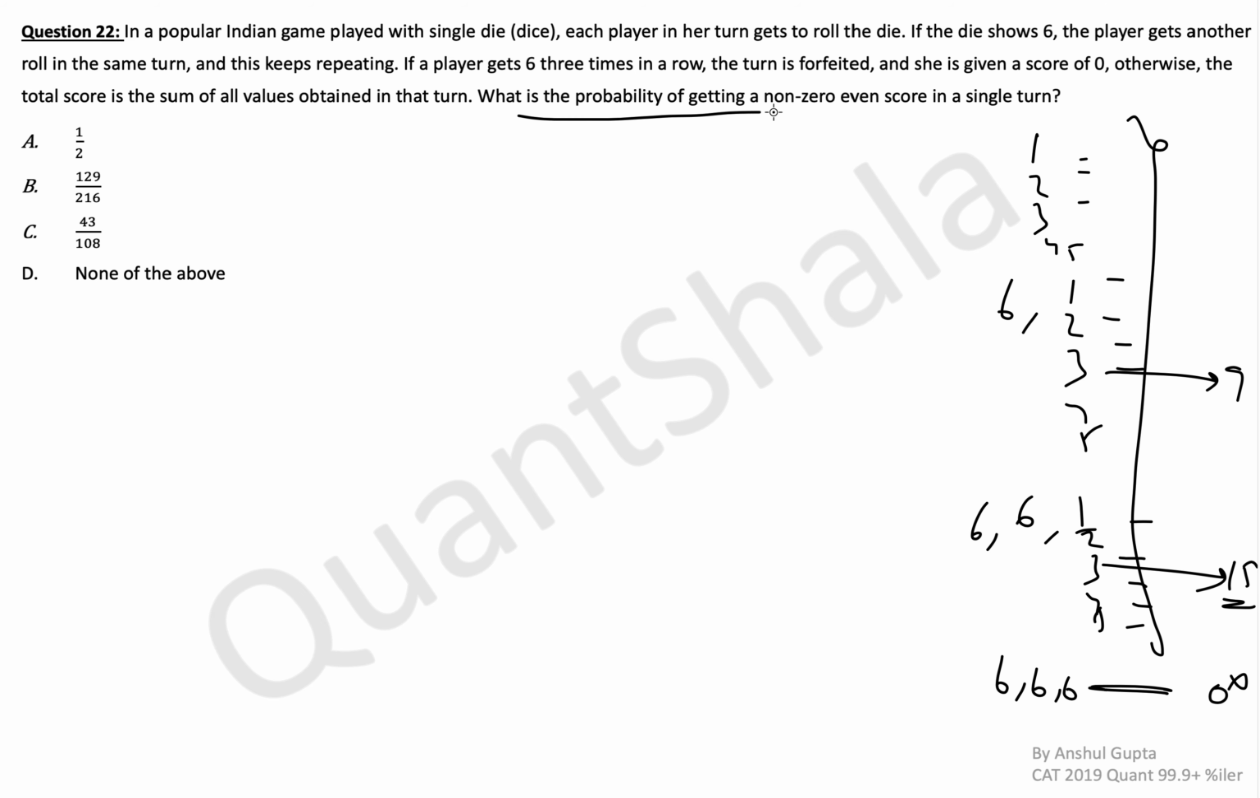What is the probability of getting a non-zero even score in a single turn? That means even and non-zero. What can be even non-zero scores? 2, 4, 6, 8, 10, 12, 14, 16, 18. You can't go beyond 18 because there are maximum 3 rolls. Okay. So maximum 3 rolls, 6 in each, maximum 18, and minimum can be 3. Or minimum can be 2. Okay. Minimum can be 2.